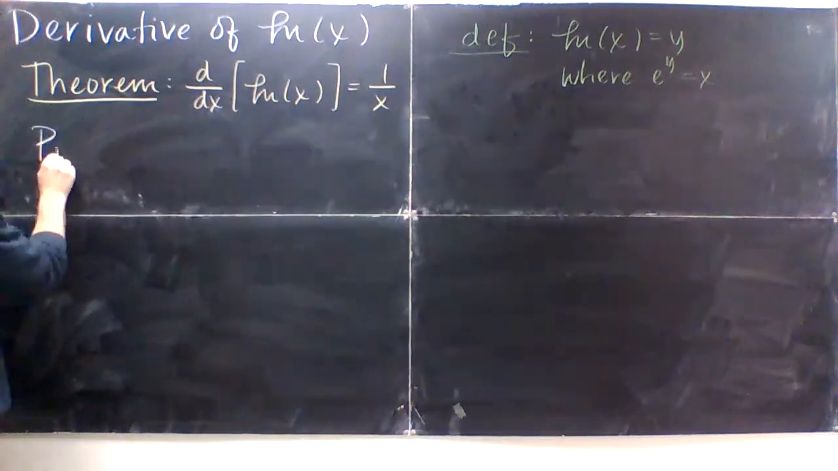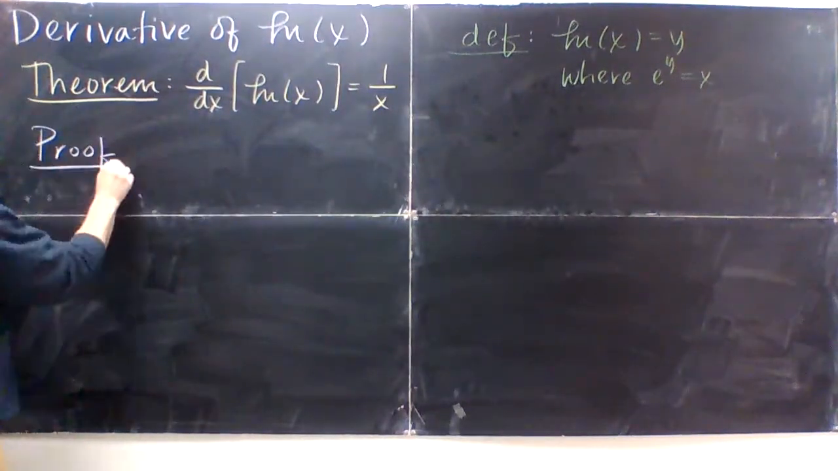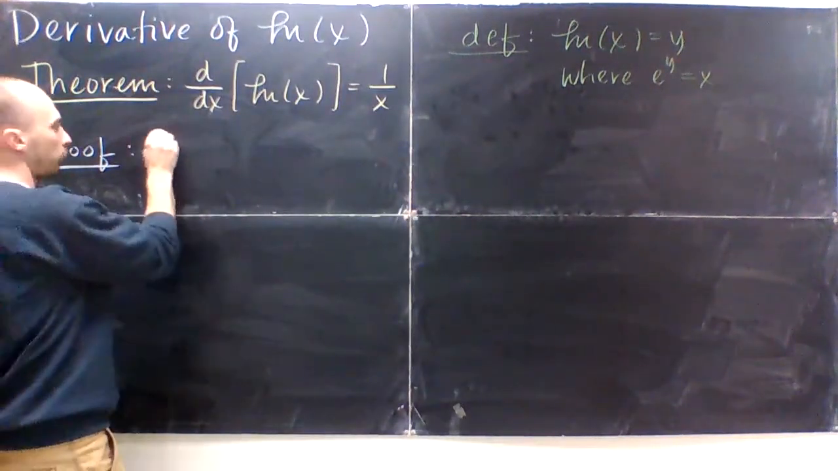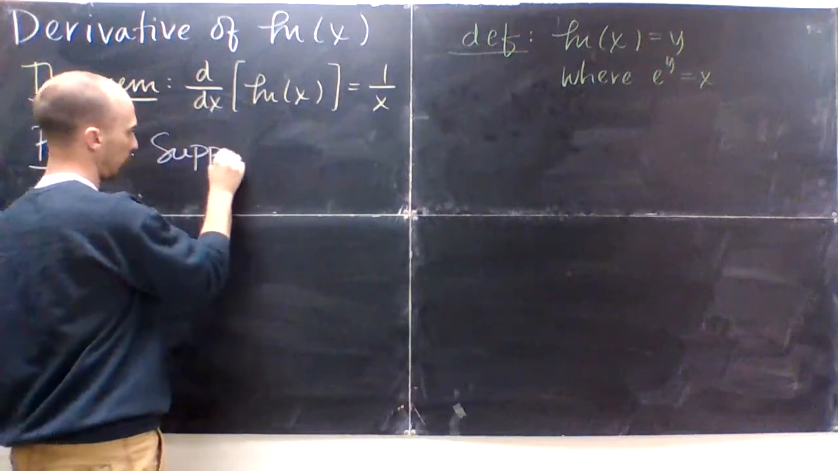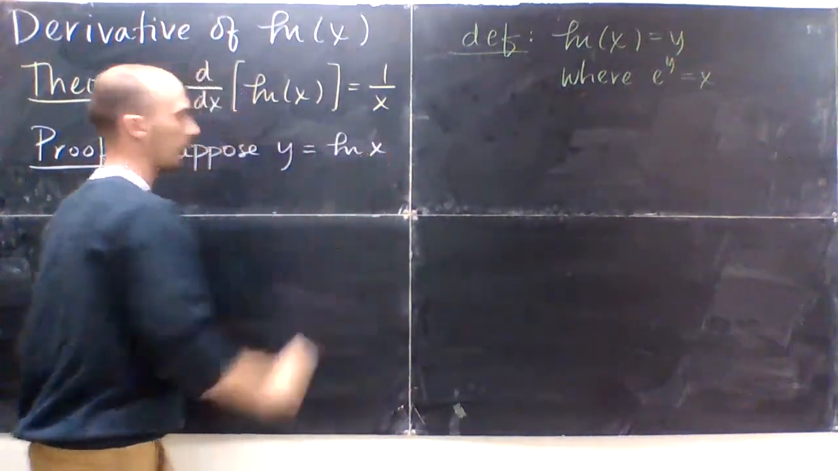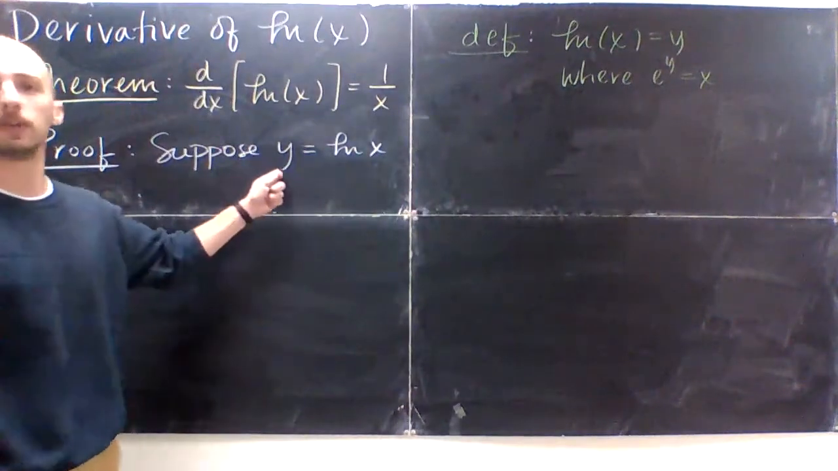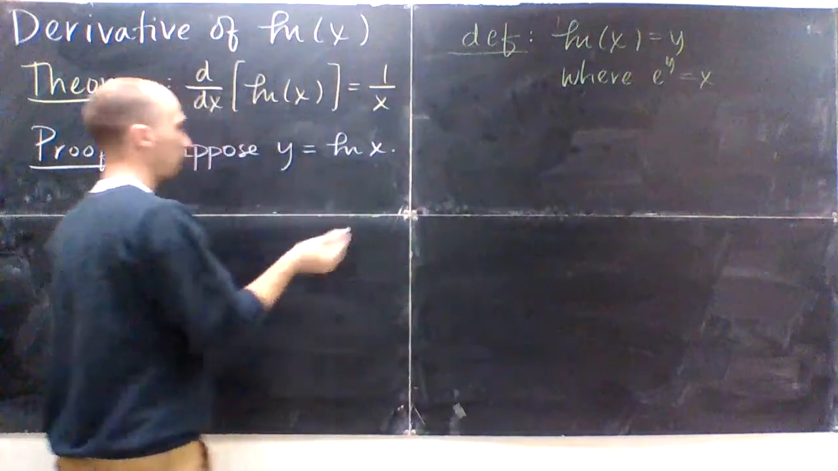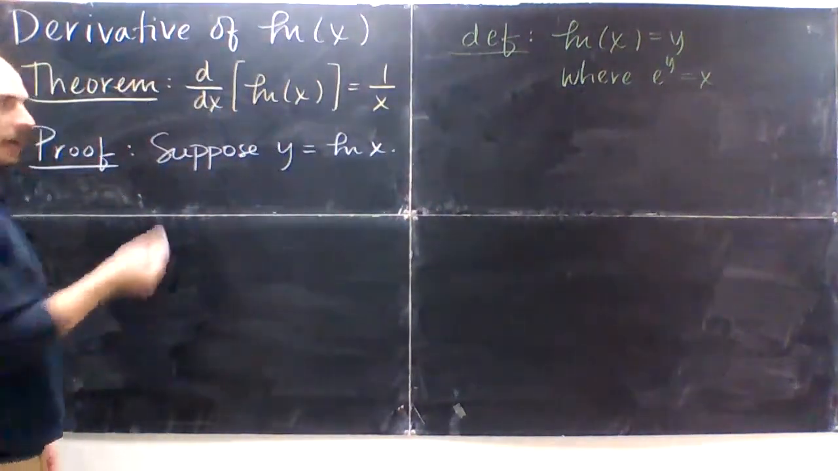So what I'm going to do is I'm going to say, well, suppose y equals the natural log of x. So I'm going to start with that, and then I'm going to find dy dx. I'm going to show it's equal to 1 over x. All right. That means that x is equal to e to the y.